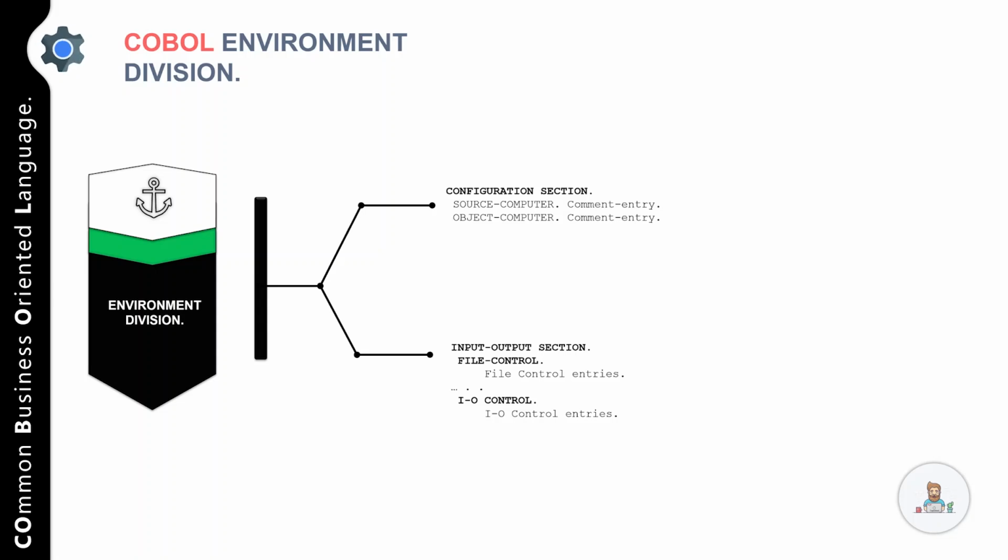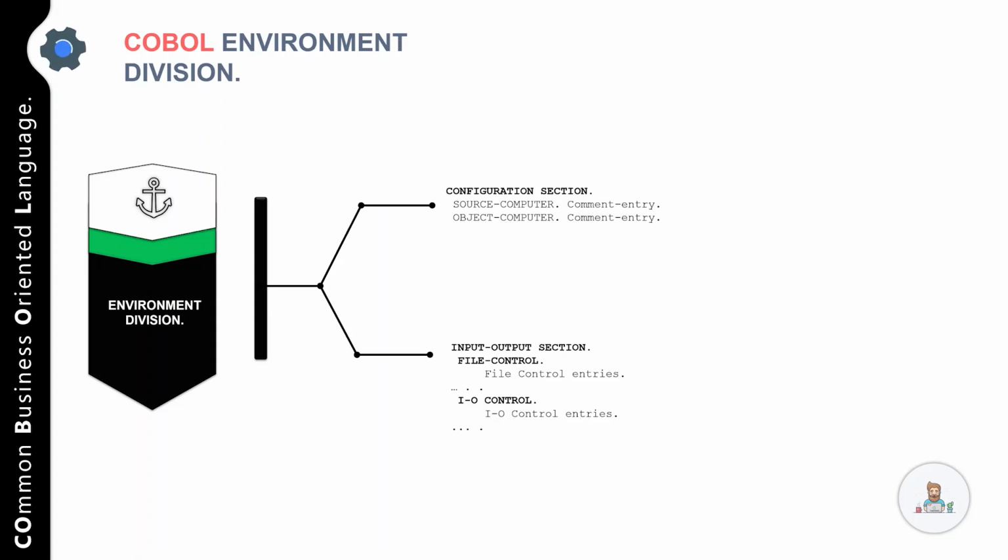The first one is file control, which is used to specify the file entries that you will be using in your COBOL program. And the next one is input output control, and it is used to specify the information that is required for efficient transmission of data between the external dataset and the COBOL program.